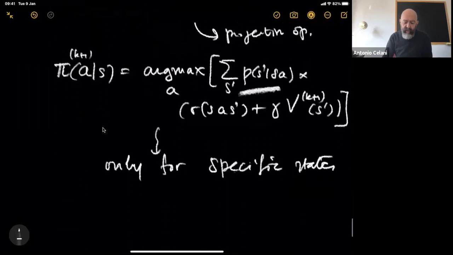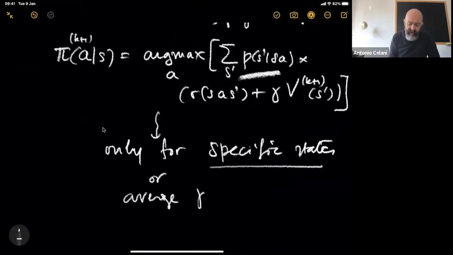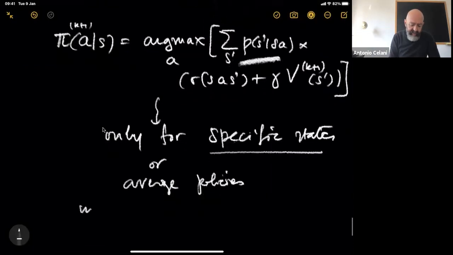So if you truly follow this idea and use only specific states or average policies, so in general, you lose convergence.